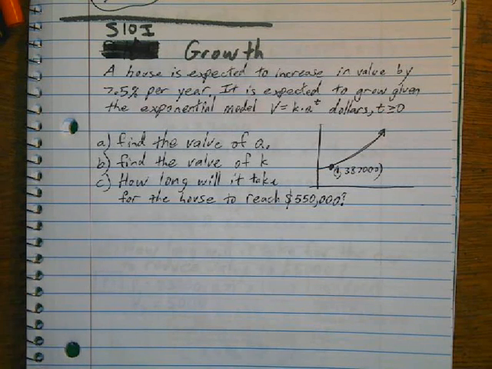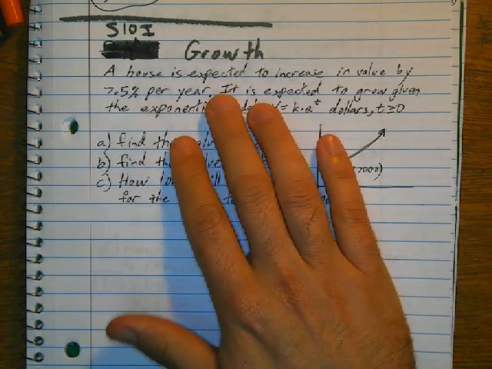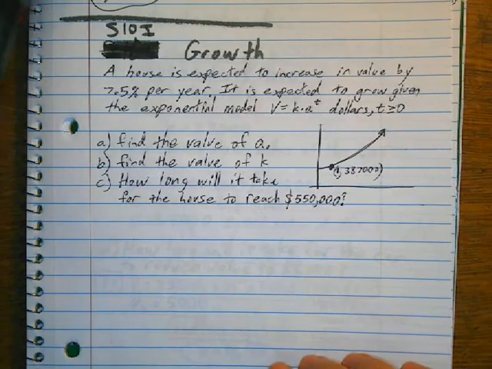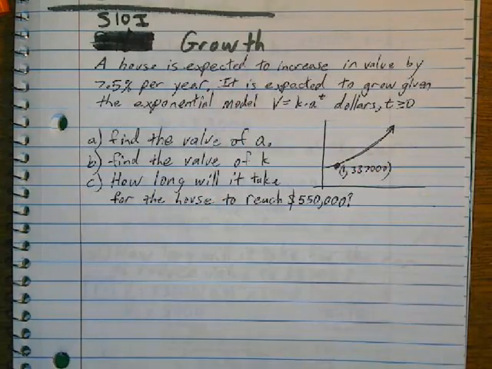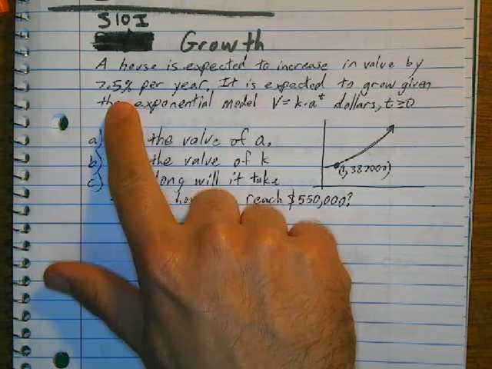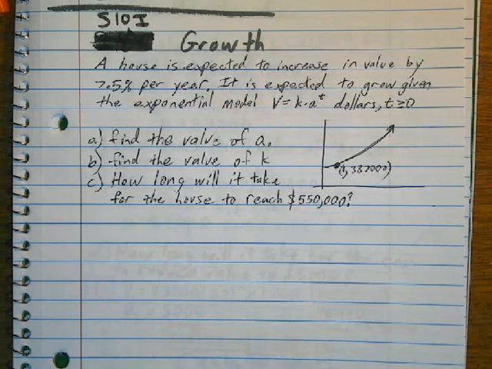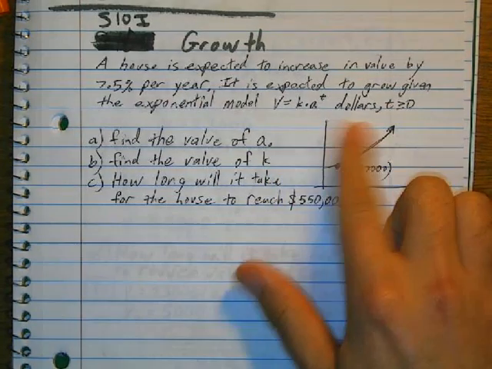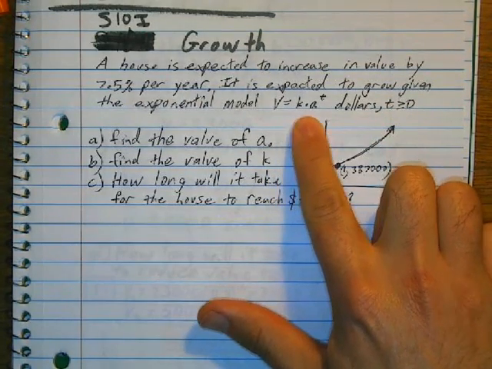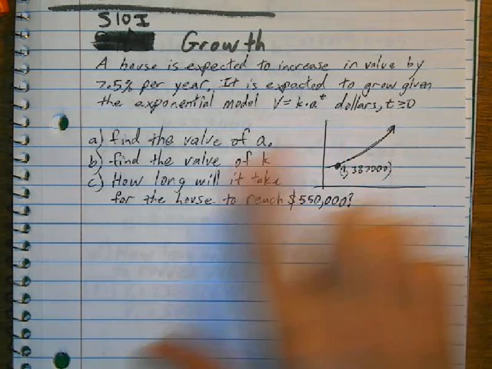All right, now we're going to talk about growth and decay. So in this first example, we're going to talk about growth. Here we're talking about the price of housing. So if a house is expected to increase in value by 7.5%, and it's going to grow exponentially using this function, the value equals k times a to the power of t. Find the value of a.